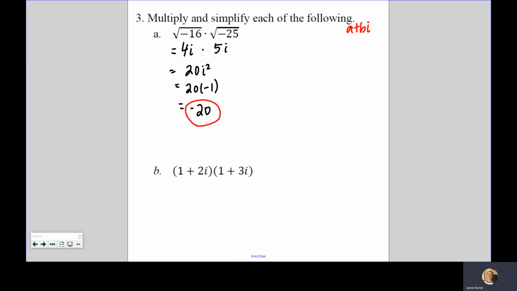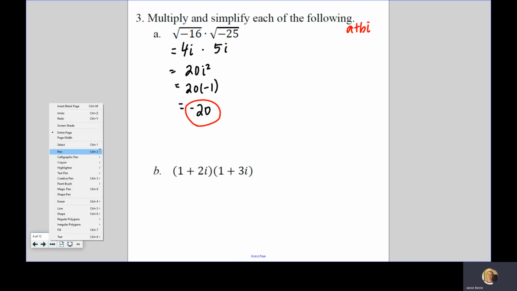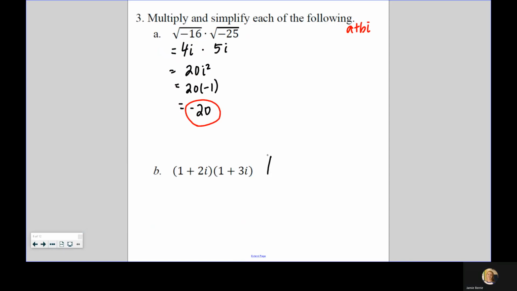we're multiplying 2 binomials here, 1 plus 2i times 1 plus 3i. We're going to FOIL this out. First, outer, inner, last. All right, so 1 times 1 is 1. 1 times 3i is plus 3i. Plus 2i times 1 is 2i. Plus 2i times 3i is 6i squared. Okay, go ahead and combine your like terms in the middle here. That's going to be 1 plus 5i.